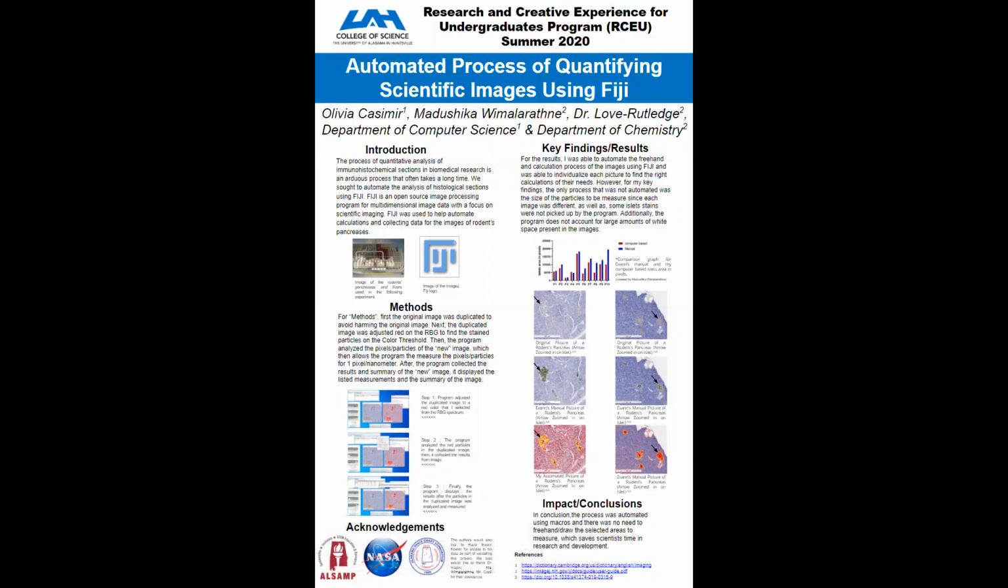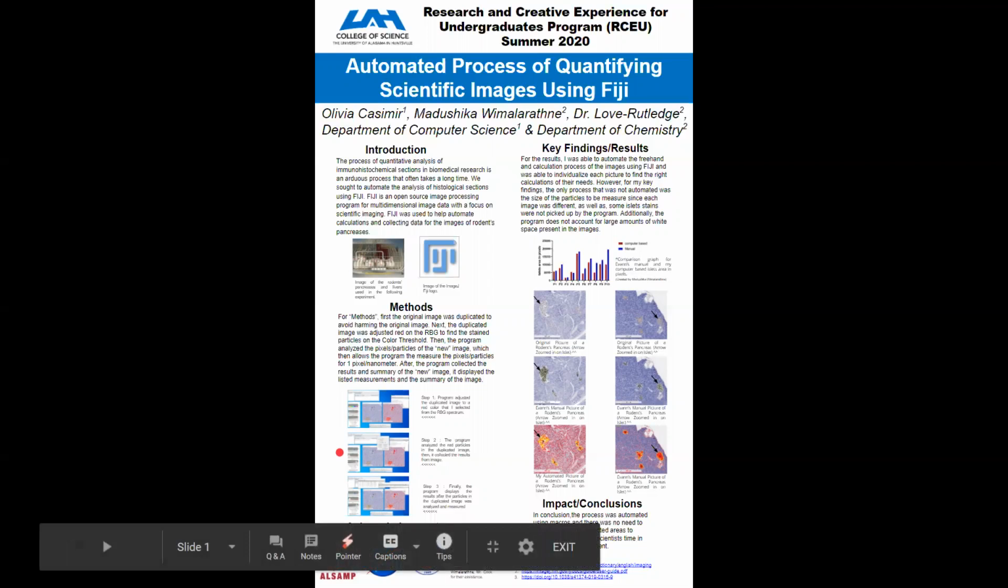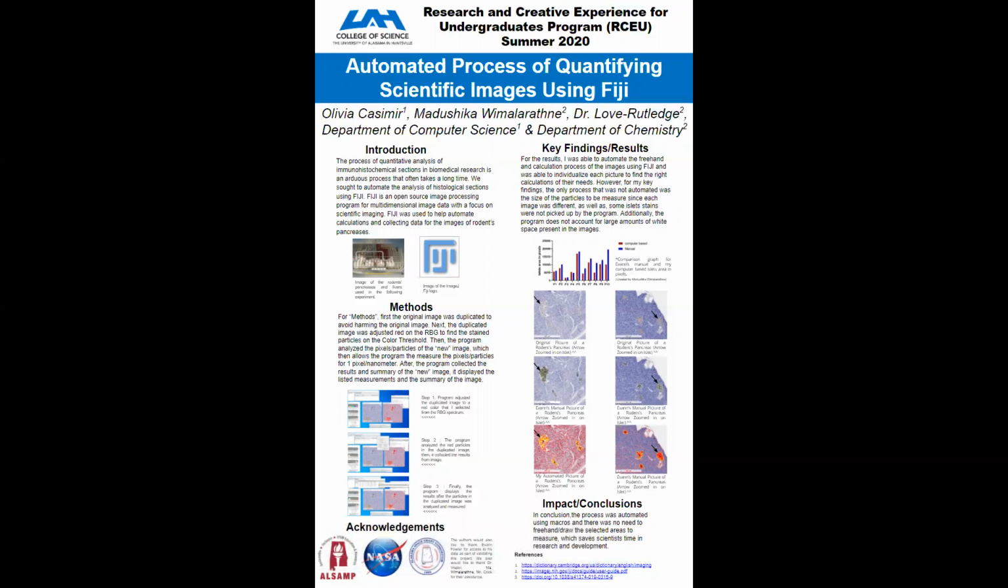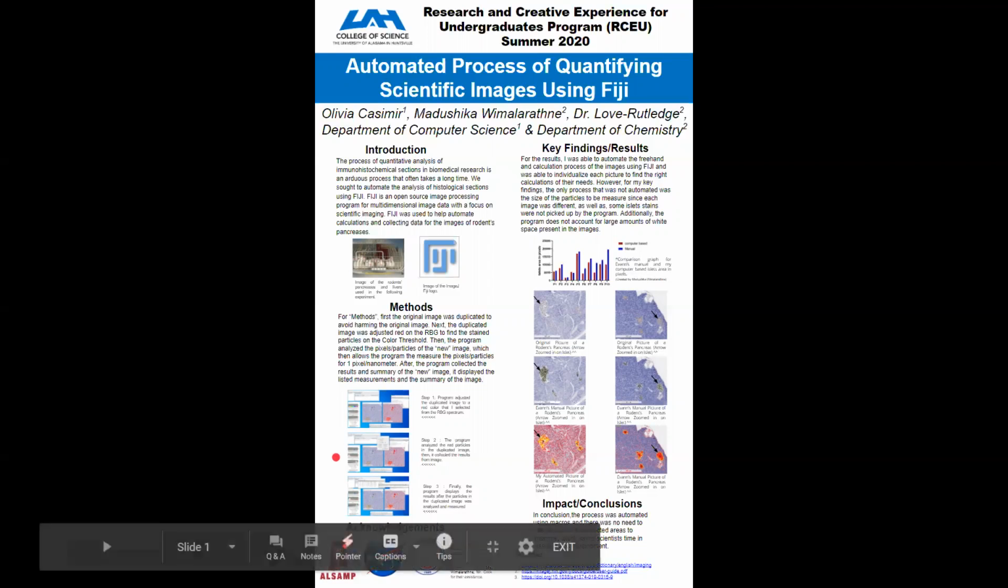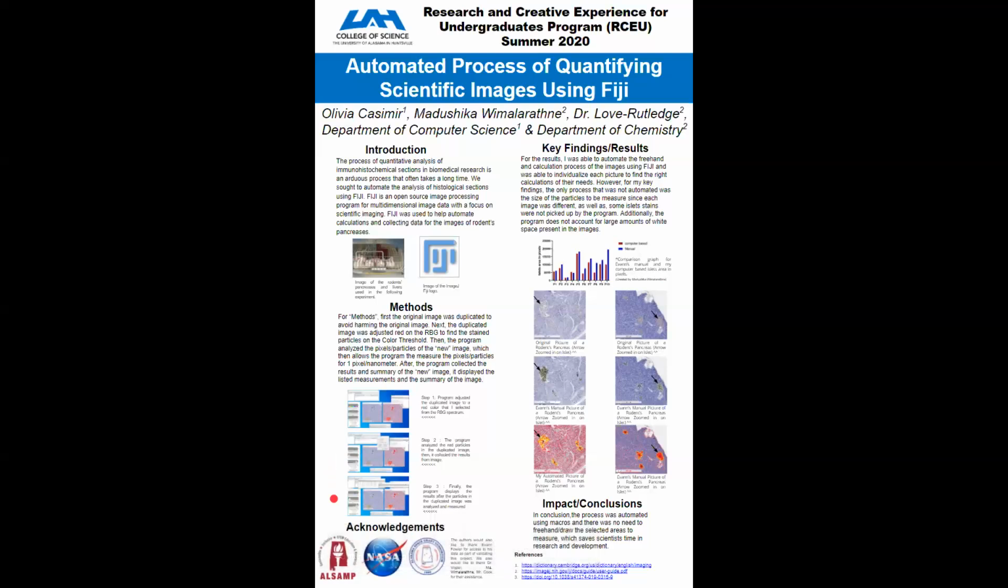First thing I did was duplicate the image to find the color threshold. The color I used in this case is red. Then the program analyzes the particles in the new image. After the particles were analyzed, the program measured the particles at 1 pixel per nanometer. After it measures the particles, it collects all the data and numbers and lists out the measurements and the summary. Then it displays the results.